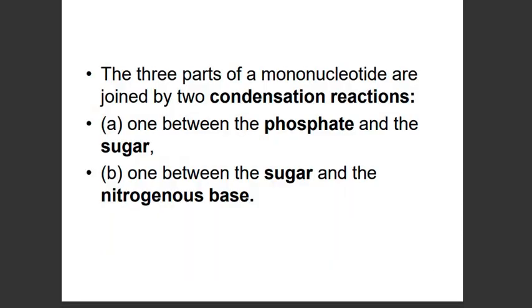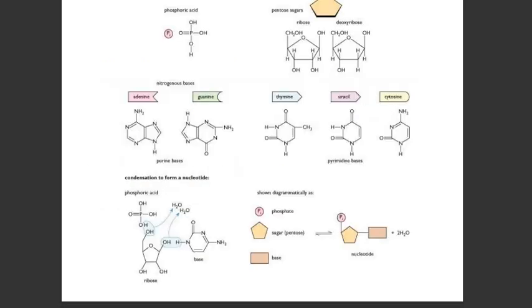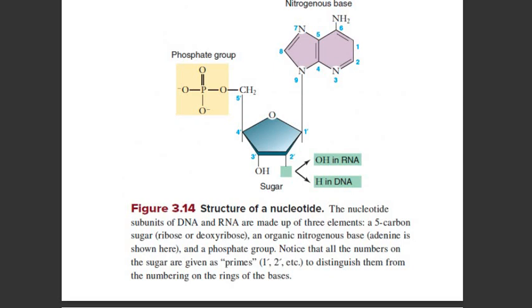So the three parts of the mononucleotide are joined by two condensation reactions, one between the phosphate and the sugar, one between the sugar and the nitrogenous base. So that's what we must know. And if we give an illustration again to emphasize the difference, if it's under RNA, what is going to be here? There'll be OH. If it's under DNA, what's going to be here? There's going to be just H, because this is deprived of one particular oxygen.